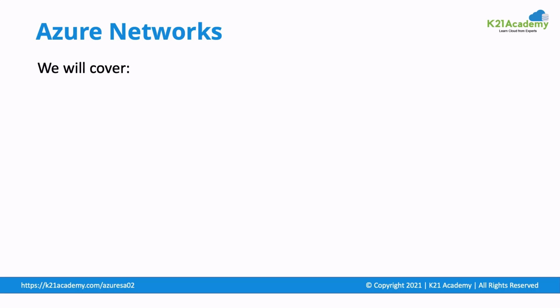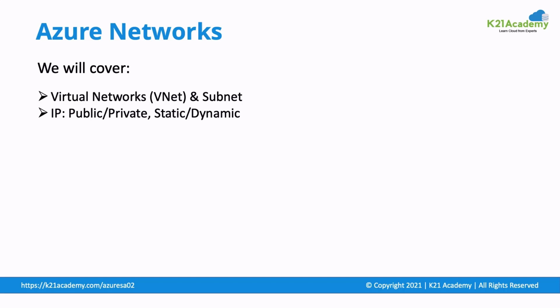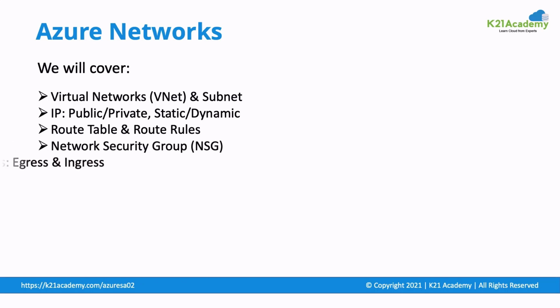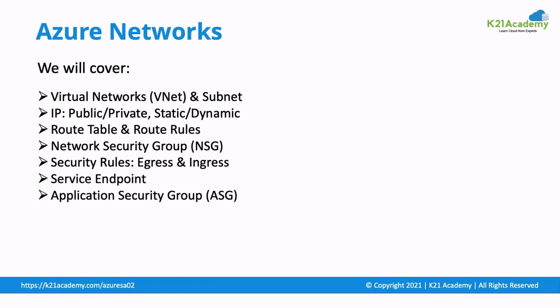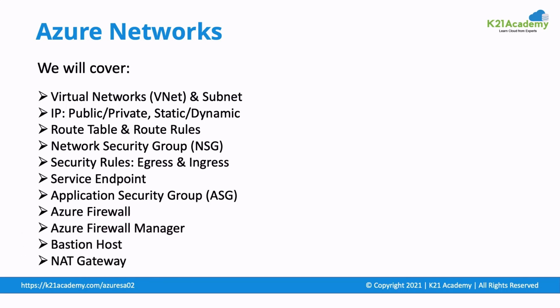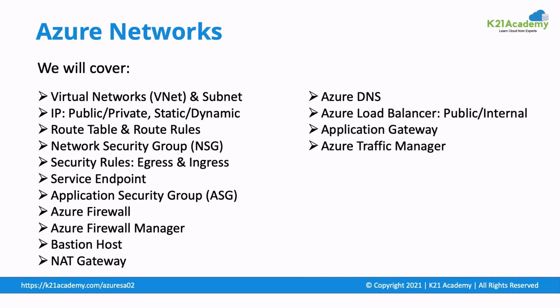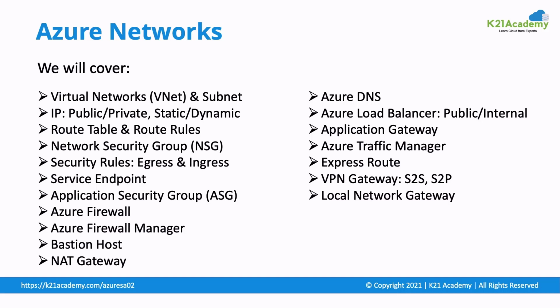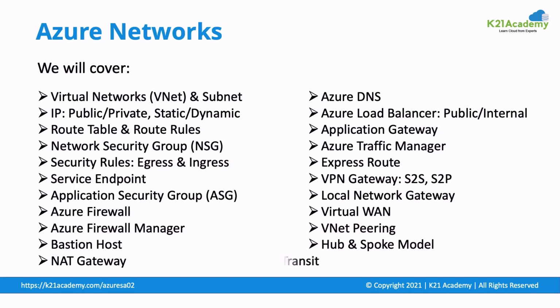In this video, we will be covering virtual networks and subnet, public, private, static and dynamic IP, route table and route rules, network security group, security rules for egress and ingress, service endpoints, application security group, Azure Firewall, along with Azure Firewall Manager, Bastion Host, NAT Gateway, Azure DNS, Azure Load Balancer, Application Gateway, Azure Traffic Manager, ExpressRoute, VPN Gateway, Local Network Gateway, Virtual WAN, VNet Peering, Hub and Spoke Model, and Gateway Transit.